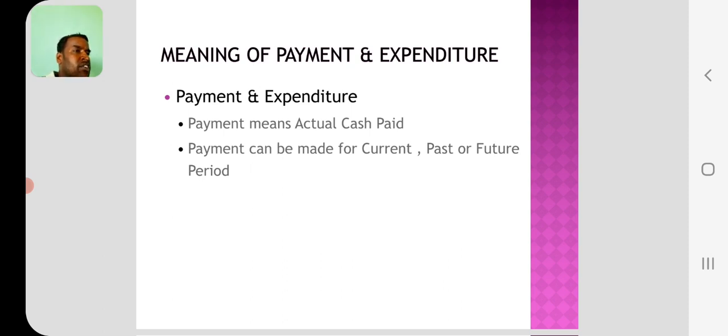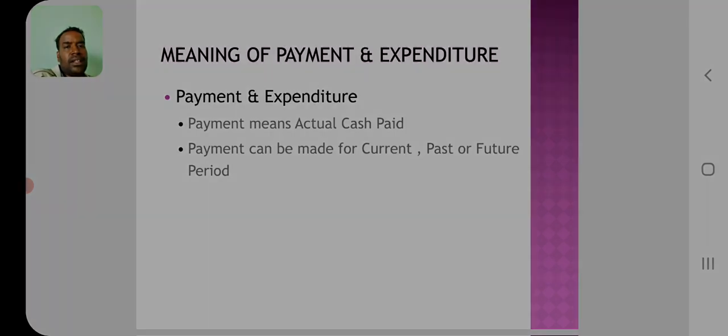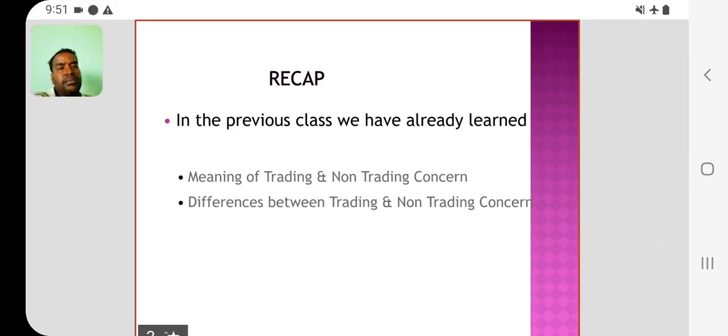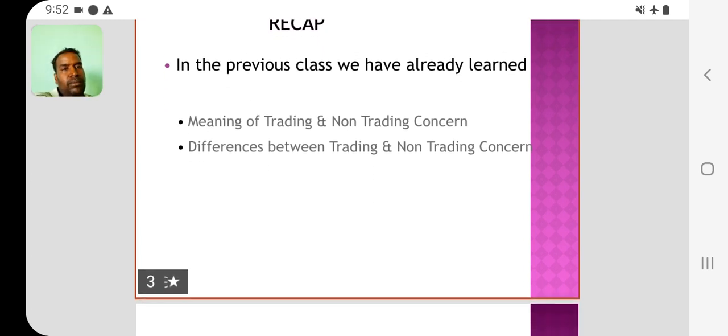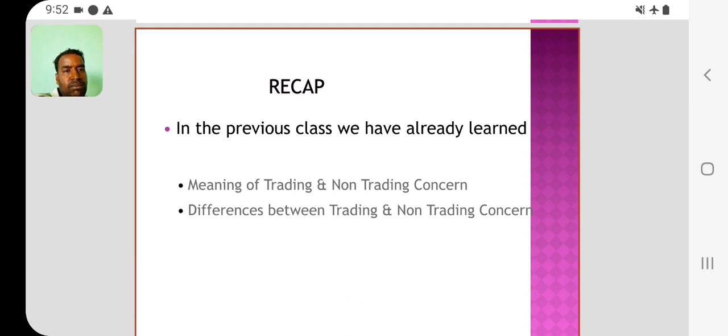There are different evolutions in trading organizations. The first one is the sole trader. Sole trader means solely, only one person runs the business organization. He is the worker, the labor, the owner. He is responsible for everything. Whether he gets profit or loss, whatever it may be, he is solely responsible.